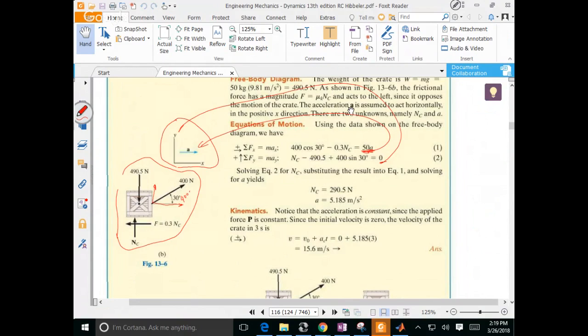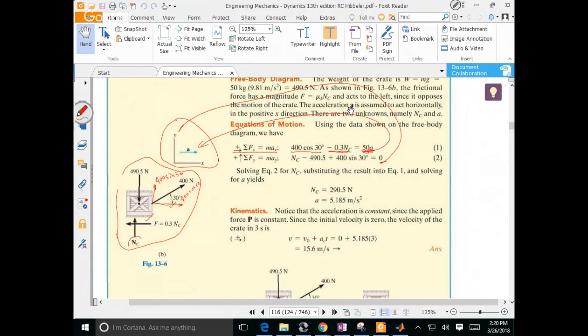The 400 cosine 30, and this is the 400 sine of 30. And then what he did is he said, well, let's do the X first. So I'm going to do this one, do that one. I don't have any more. So I do that one, pulling it to the right. This one's slowing it down.